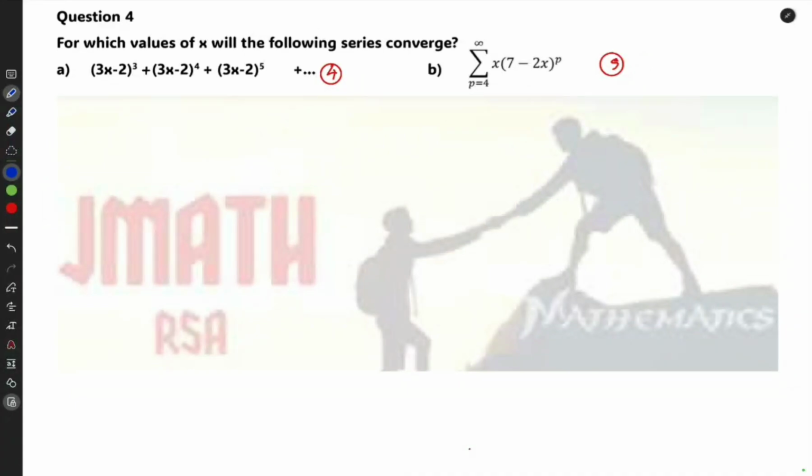Question 4, for which values of x will this series converge? Now in question 3, they asked, will it converge? And then I didn't have variables. Now they're giving me variables and they're saying, what should I sub into x for this to converge? So very easy question. You are just going to work out what's r.